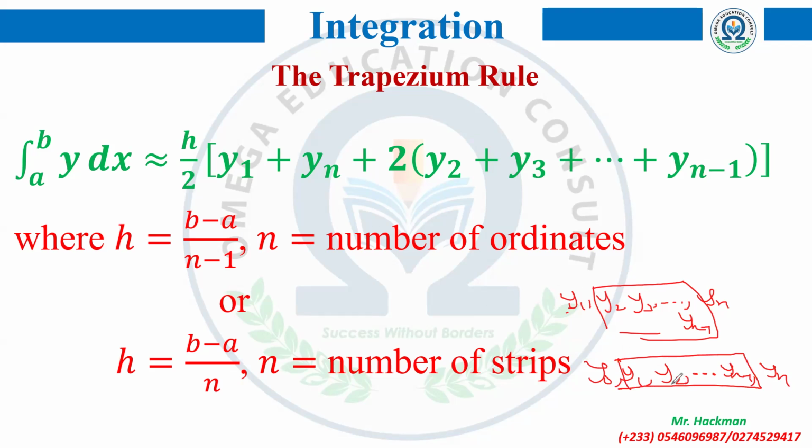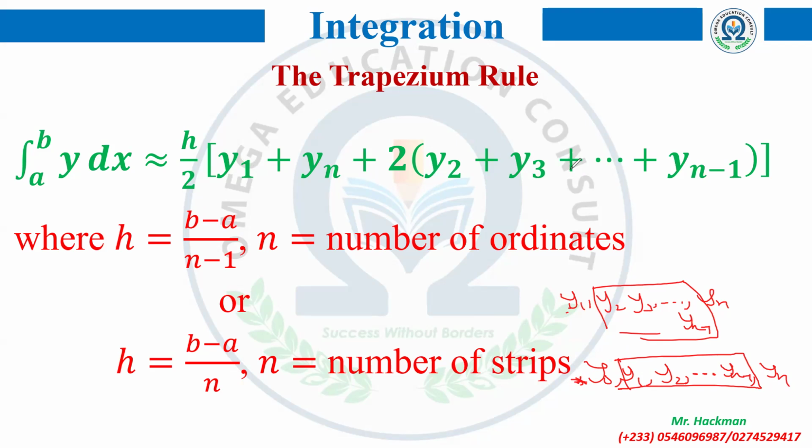So if you see it in books this way, please don't be confused, it is the same thing. You should know that your first y and your last y, you will sum them together. That one will not be multiplied by 2. But the rest of the y's, it will be twice the sum of the rest of the y's.